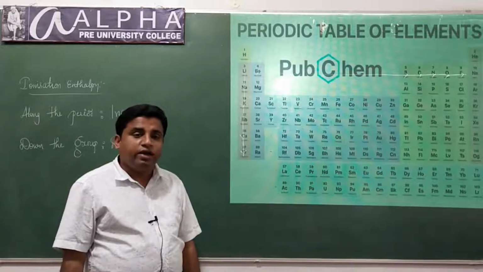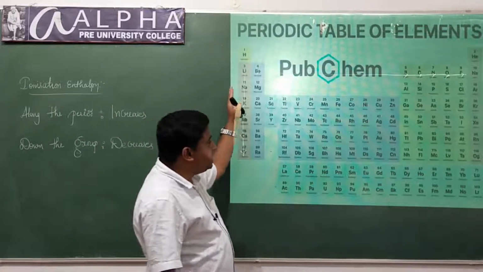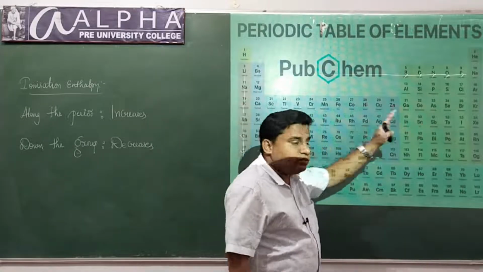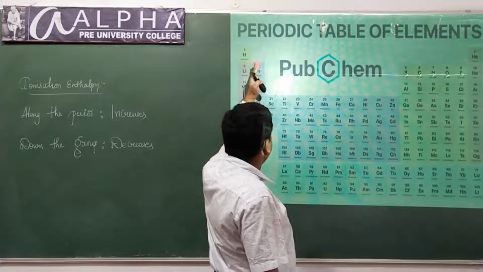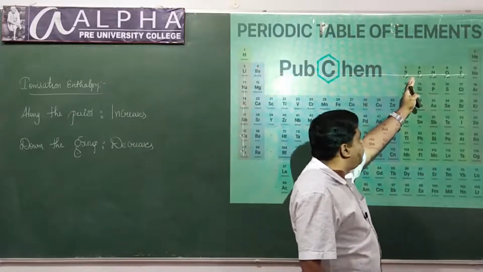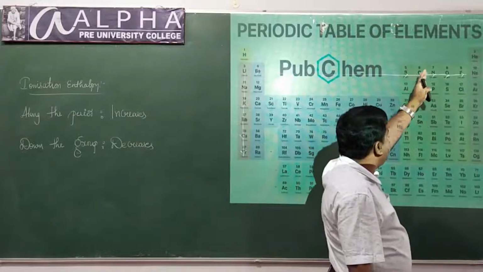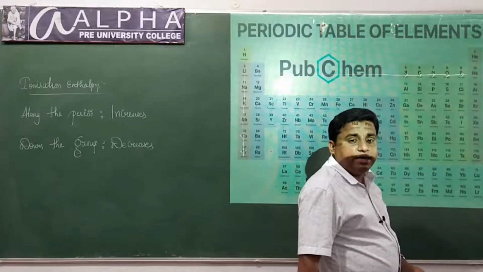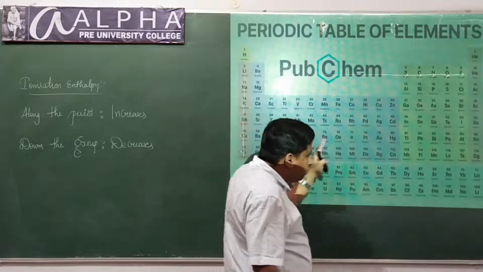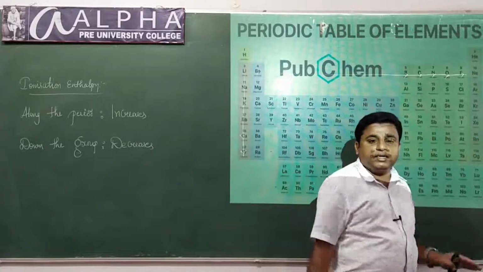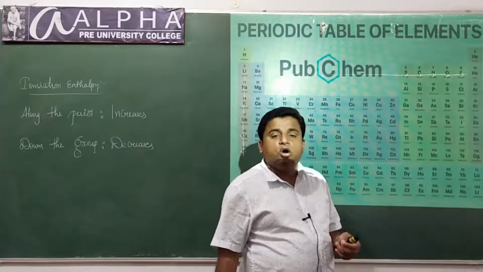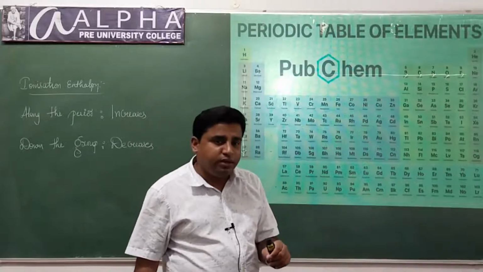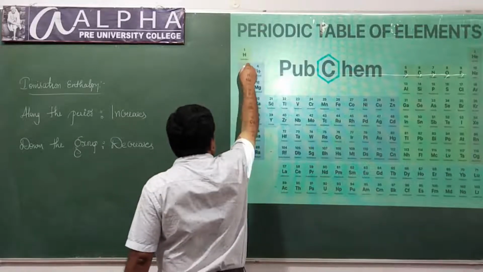Students, try to understand. Along the period, from this group to this group, it increases. From here to here, increases. Here to here, it increases. And here to here, it increases. So as we move from here to here, ionization enthalpy is increasing. That means which group of elements has least ionization enthalpy? Don't you think it will be the first group?